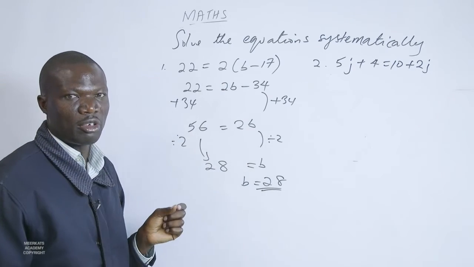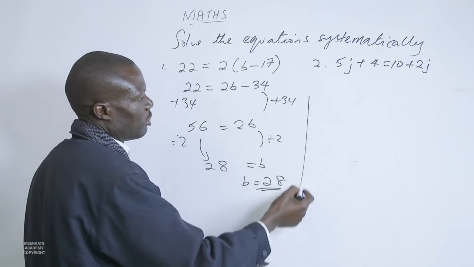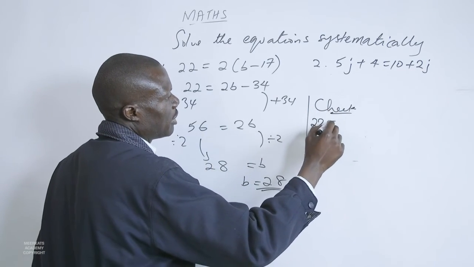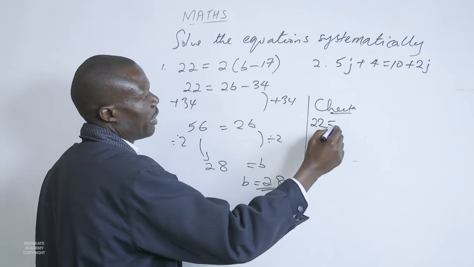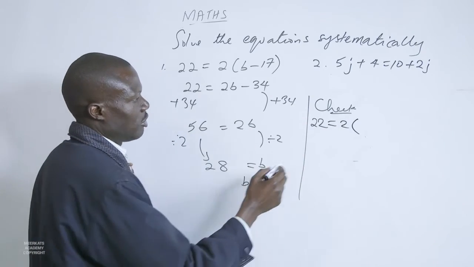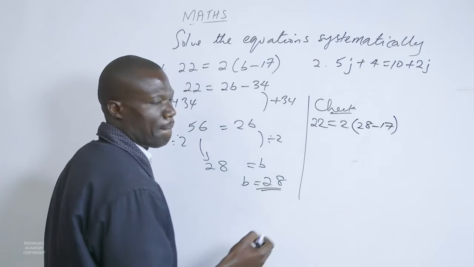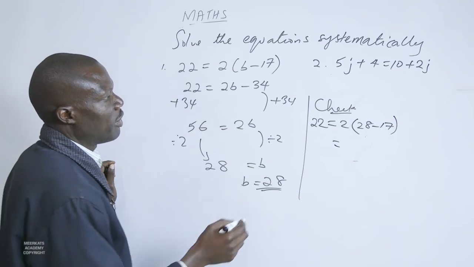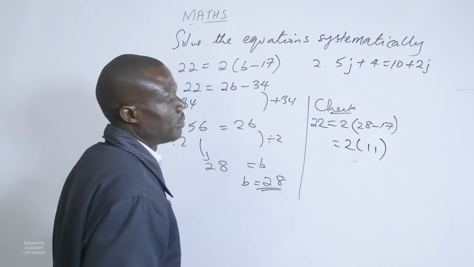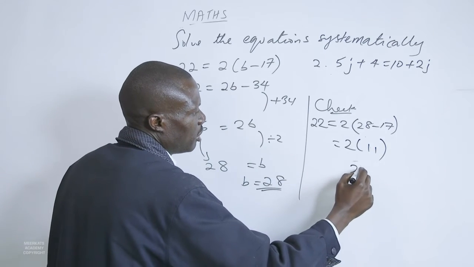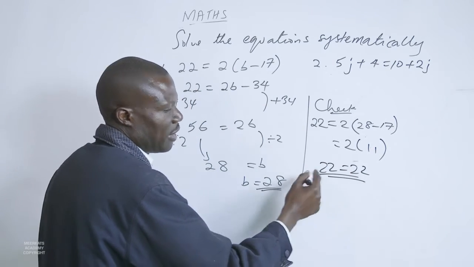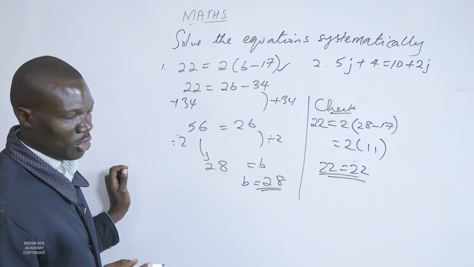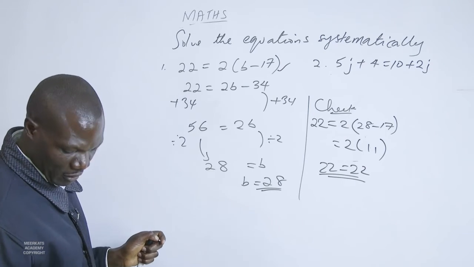You can also check this one out and find if it will give us the right answer. Now, we want to check, and for us to check this out, we have 22 on the left side. We don't bother about it. We move ahead and look at the second side where b is 28 minus 17. So when you look at this 28 minus 17, you'll find that is 11 in bracket. And 11 times 2 is 22. So you find that the right-hand side and the left-hand side both agree. Therefore, the solution for this equation is b is equal to 28.